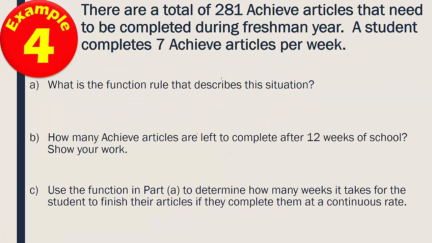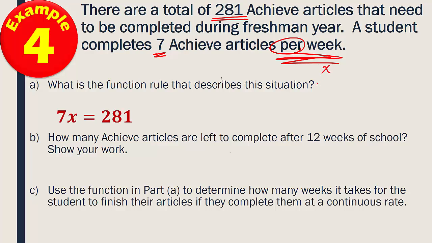All right, so there are a total of 281 Achieve articles that need to be completed during freshman year, and a student completes 7 Achieve articles per week. What's the function rule that describes this? Simply 7x equals 281. So this is the total amount that we want. We do 7 per, so there's that per right there, week. So this is going to be our variable.